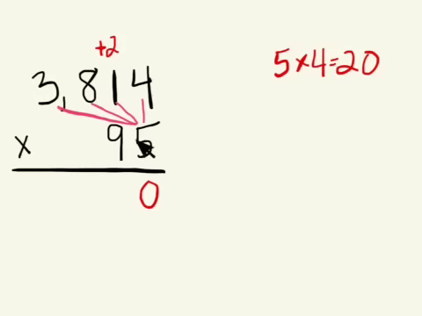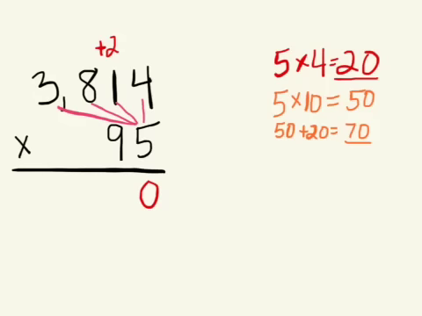Our next step is 5 times not 1, but 10, which equals 50, plus our 20 that spilled over from before, which would equal 70. And that's actually really nice because that's a 7 in the tens place, and our tens space over here is actually available for us to use. So we can just write the 7 right there.